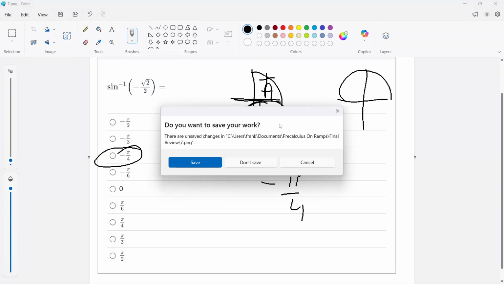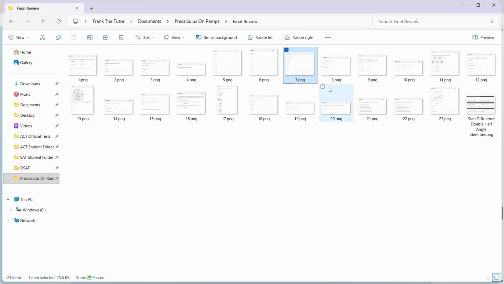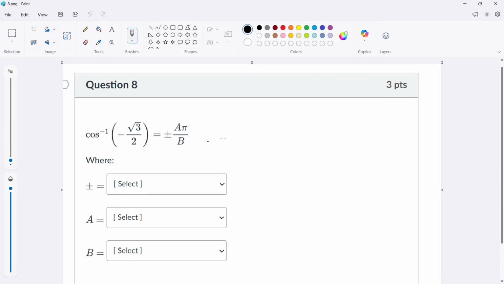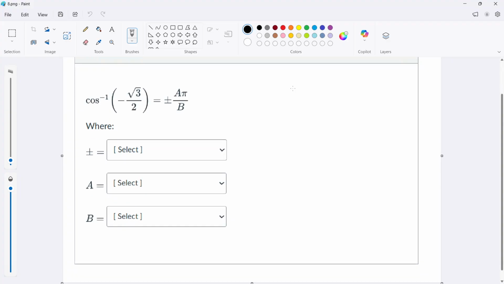Let's do number 8. Number 8. Cosine. Okay, now cosine, again, is here. And where's cosine negative? CAST. I'm somewhere in this quadrant.